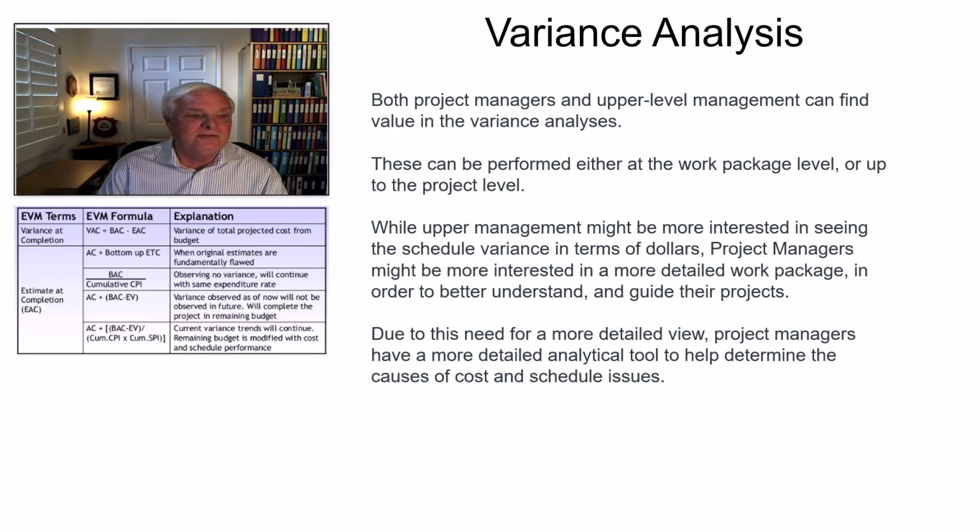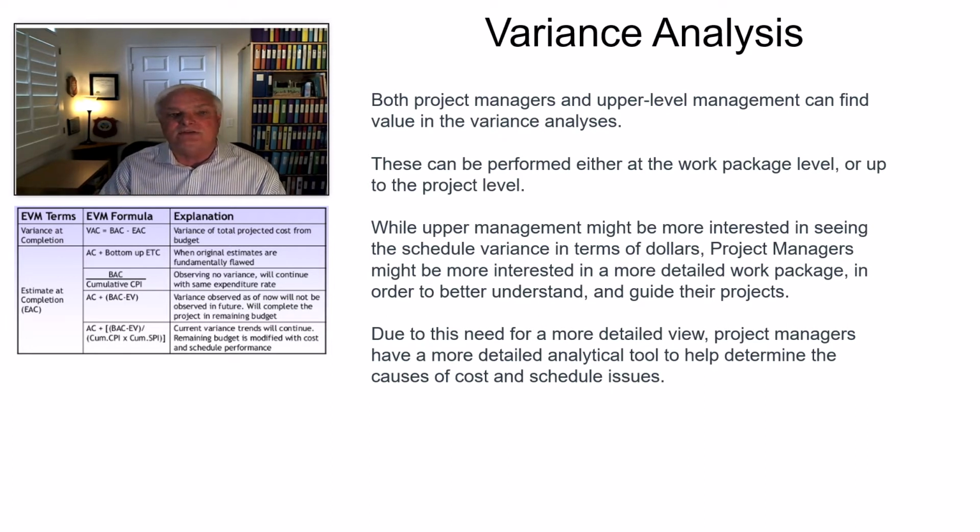One of them is variance at complete, VAC. And its formula, VAC, is your BAC minus your EAC, your baseline at complete minus your estimate at complete. That's the formula for it. And you'll see that EAC is the estimate at complete also, and it has a variety of formulas. You'll see that you can have different ones depending on what you're looking for. Now, that doesn't mean that you're skewing the data.